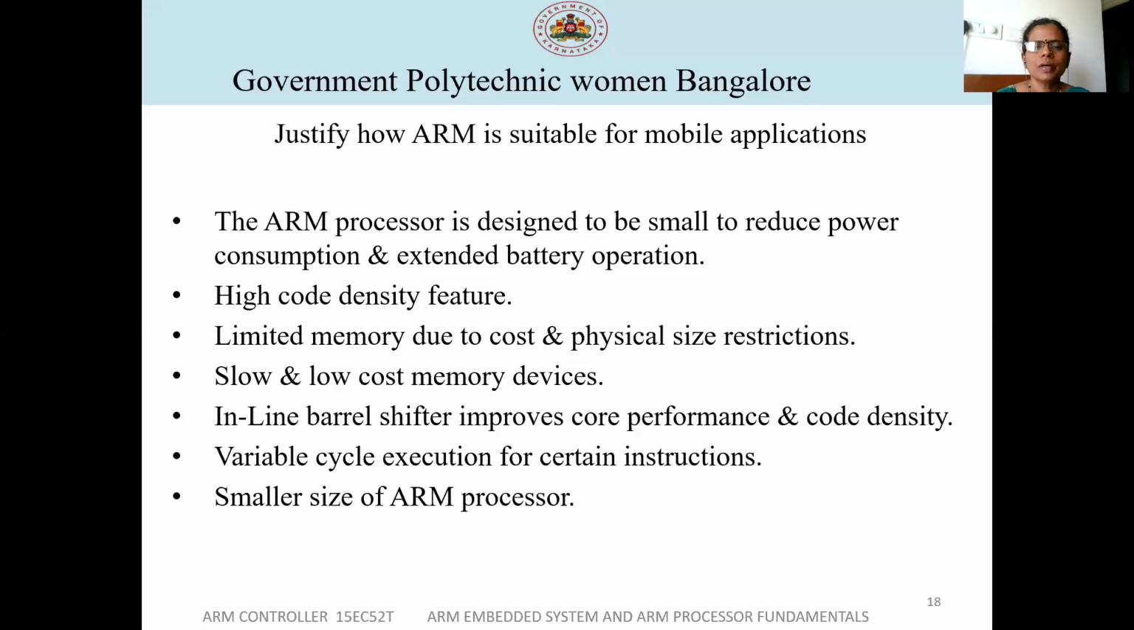The first one you have to remember: reduction in power consumption and extension of the battery operation, high code density and smaller memory size, and low cost, inline barrel shifter, variable cycle execution, and smaller size. All these features make the ARM suitable for mobile applications.